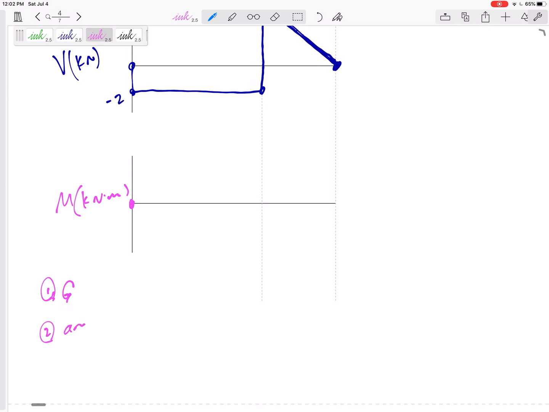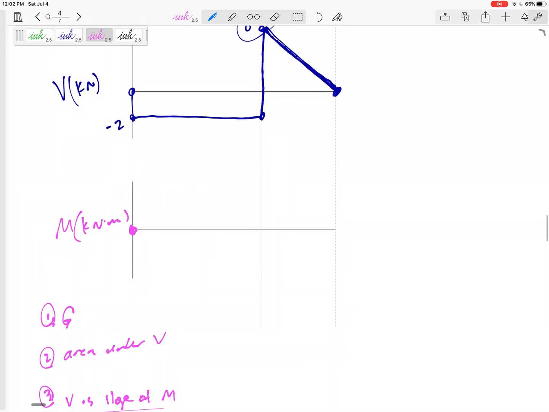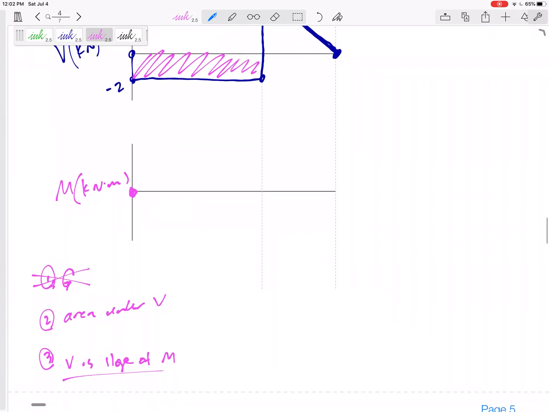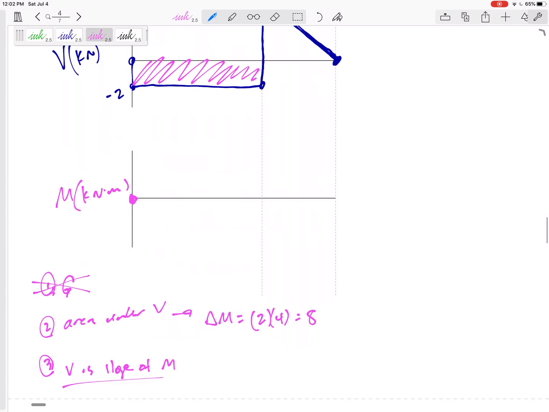Number 2 is the area under the V diagram. And then number 3 is that V is the slope of M. That tells me what type of curvature my moment diagram needs. Okay, so I don't have any of these moments. I'm looking for the area under the V. So here, I see a nice rectangular area under the V, so the delta M would be the area under the V. 2 by 4, this would be 8.